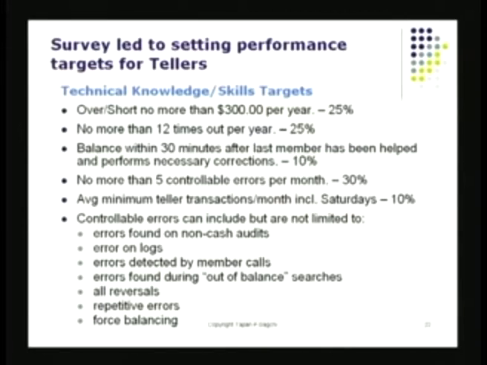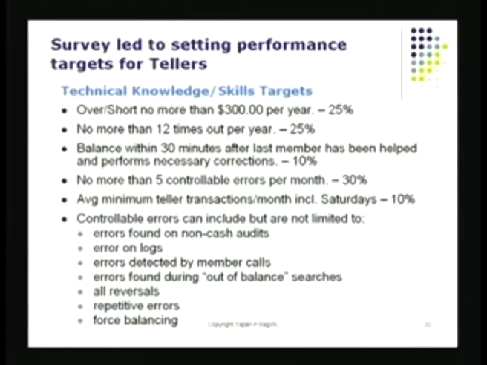Then of course there were certain errors that were controllable by the tellers themselves. These were employees in the credit union. The errors found on non-cash audit, that is something that I would like to be able to track. Errors in logging, errors detected by member calls. Members means the members of the credit union. If they call in and say that there is a certain mistake that they found, there should be some monitoring of that. And errors found during out of balance searches. This also is something there.